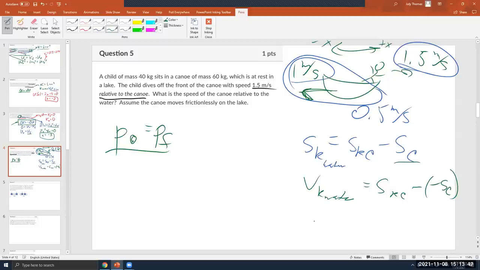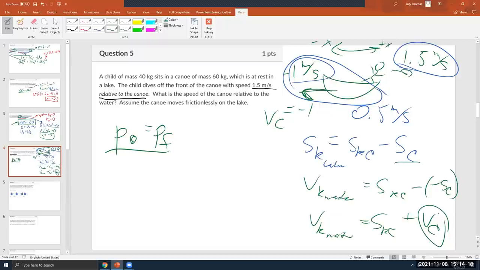which is, in other words, the velocity of the kid relative to the water is the speed of the kid relative to the canoe plus the velocity of the canoe itself. Now, how does this become a plus? Because when I plug in my velocity, which is going to be the velocity of the canoe is negative one in this case, then I'll have 1.5 plus negative one, which will give me the 0.5 of the kid relative to the water.